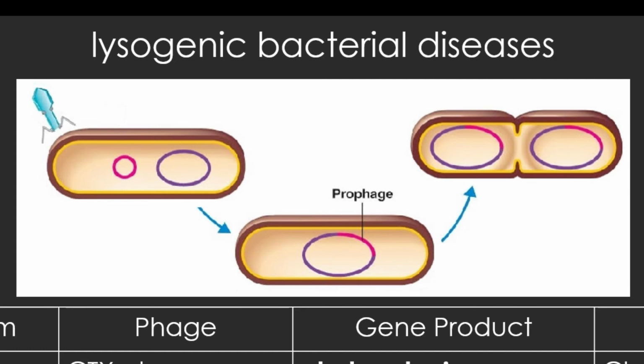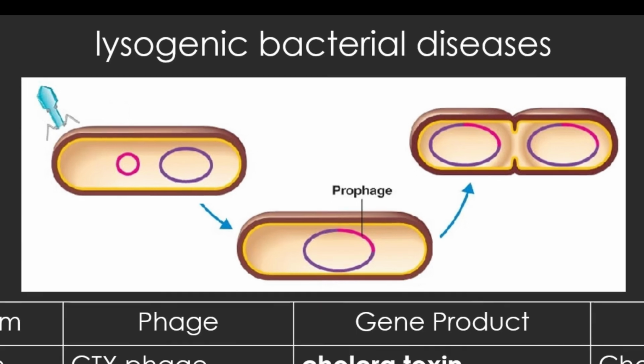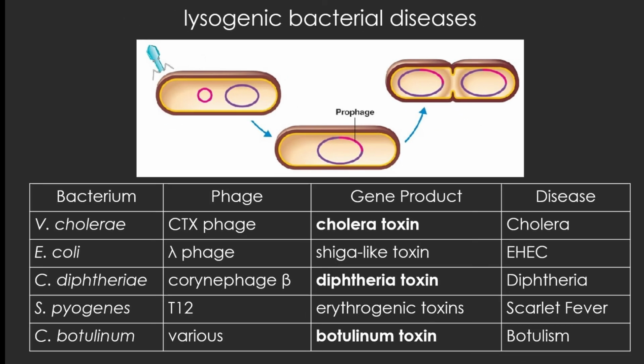And a lot of times that DNA, shown here in pink, which is replicated along with the cell every time it undergoes binary fission, can have on it these toxin genes that we've been mentioning throughout the chapter. So notice Vibrio cholerae. The strains of Vibrio cholerae which produce the disease cholera, because they have the gene for the cholera toxin, have that gene because they themselves are infected with the CTX phage. So Vibrio cholerae plus the CTX phage means that you have a cholera toxin producing Vibrio cholerae, which is capable of producing the disease cholera.